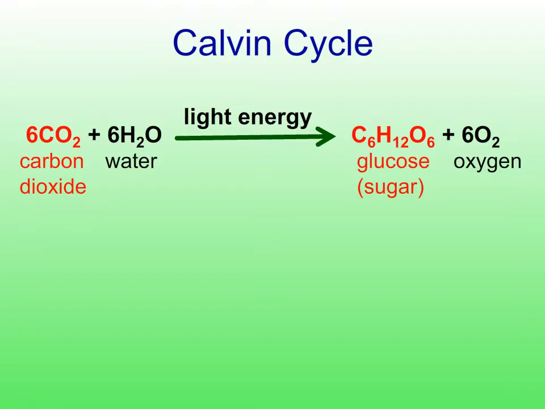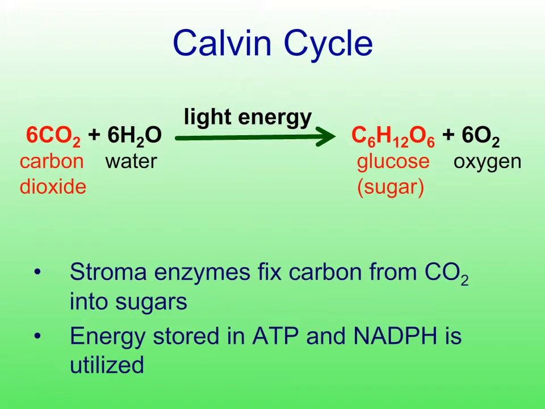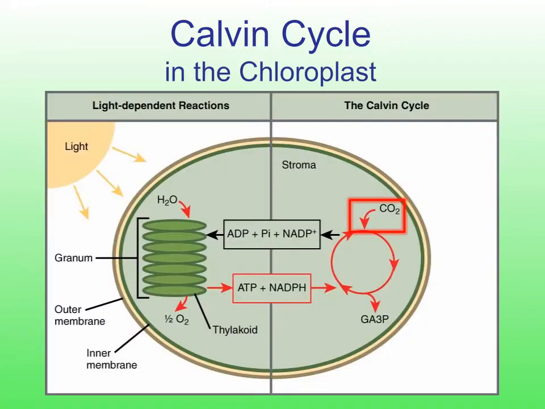In the Calvin cycle, carbon dioxide is on the reactant side, glucose is on the product side. Enzymes in the stroma build high-energy glucose molecules by using carbon atoms from carbon dioxide and energy from the molecules made during the light reactions, ATP and NADPH. So here we have the carbon dioxide molecules entering the Calvin cycle. The energy from ATP and NADPH is transferred to the cycle, and glucose molecules are made.